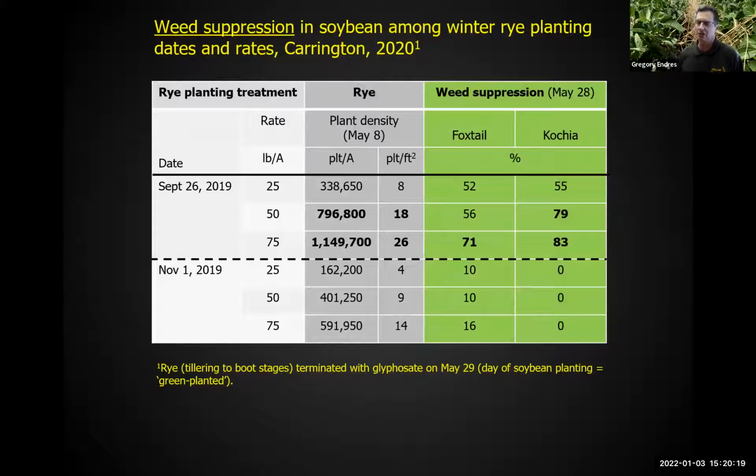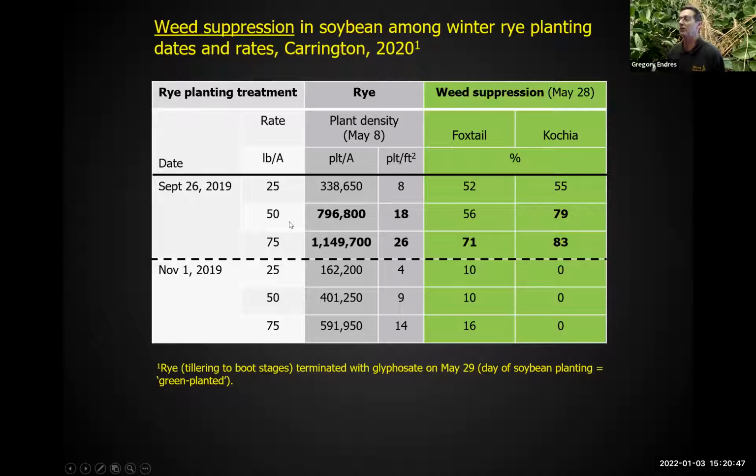Weed suppression is another factor that we measured in the study. This is a look at our 2020 trial. Note the planting dates, late September and the 1st of November. And notice we had foxtail and kochia suppression measured. And we start to see some impact on control of these weeds when we had substantial rye plant densities.